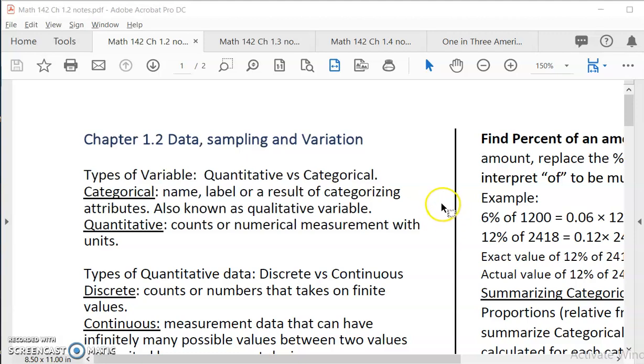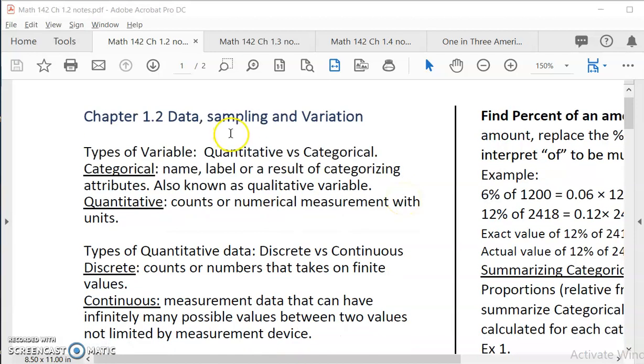Hi statistics student, this video is for chapter 1.2. In this video, we're going to talk about types of data, how we can do sampling, and also sampling variation, the facts of sampling variation. So first is types of data.